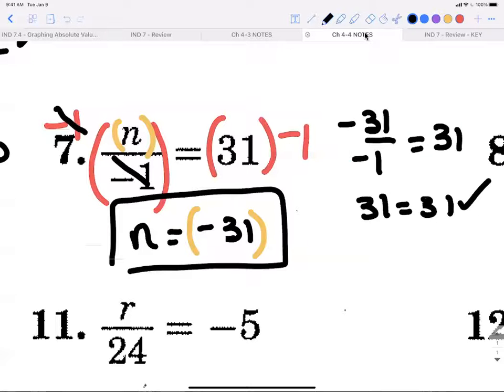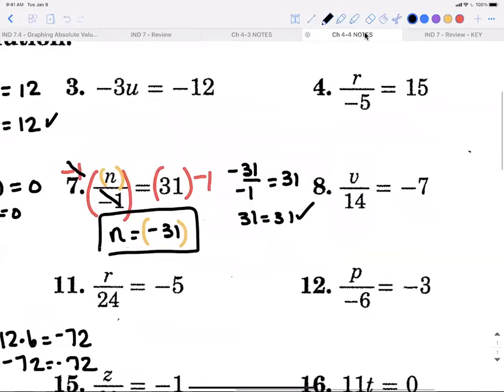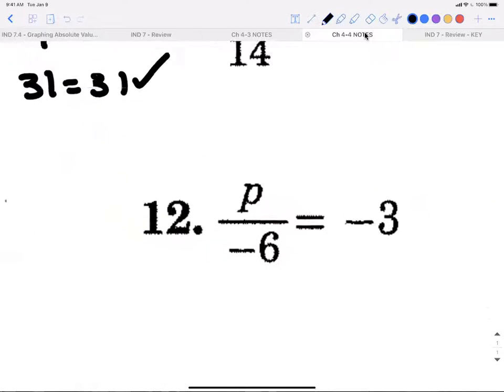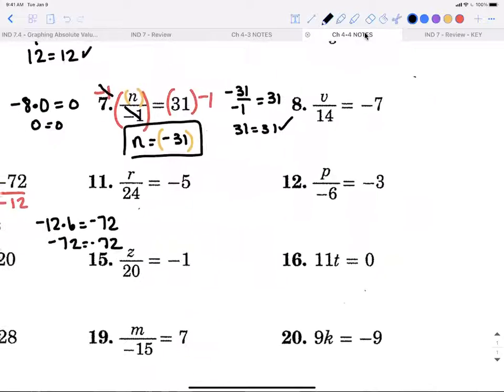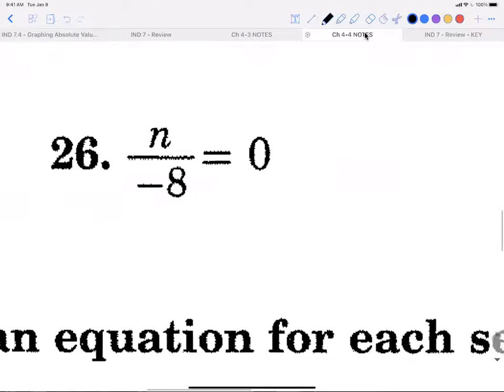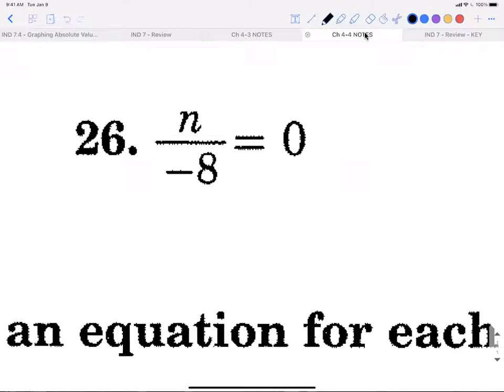Okay. Let's see. Looking for different sign combinations here. We'll do this one. This will be our last one. Oh, no, let's do the one with a 0 in it. Where is it? I did it earlier today too. Here we go. Let's do this one. N over -8 equals 0.